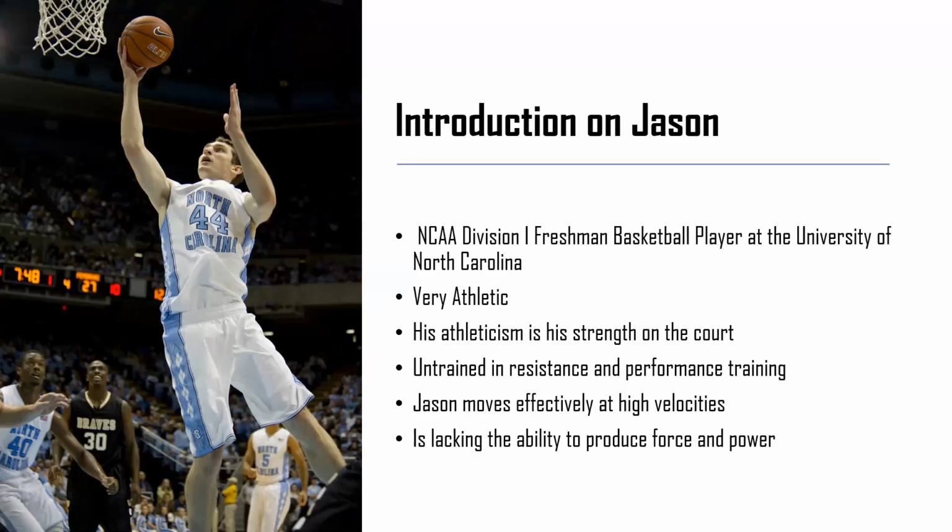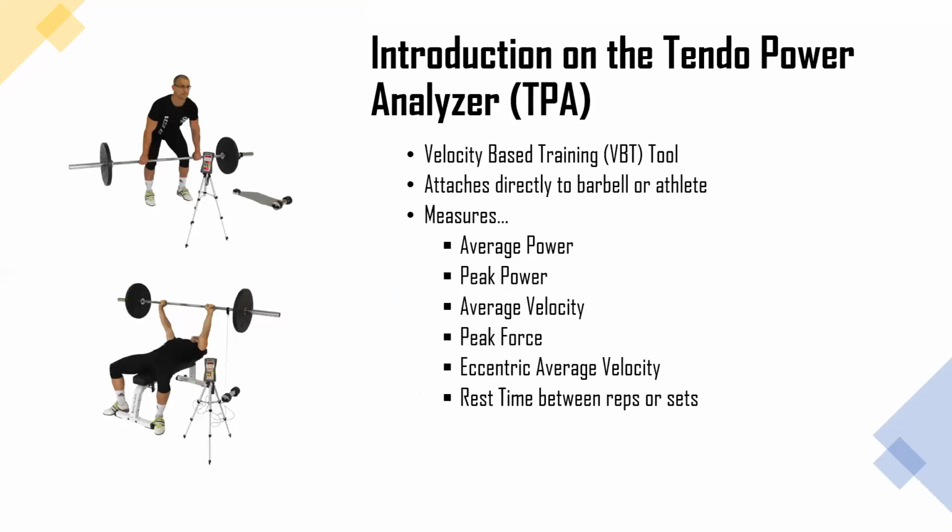After watching Jason play, it has been brought to light that he has two main weaknesses, and those are his ability to produce force and power. So as a strength and conditioning coach, I would try and resolve these issues by implementing some velocity-based training into Jason's resistance and performance program. This can be done by using a Tendo Power Analyzer.